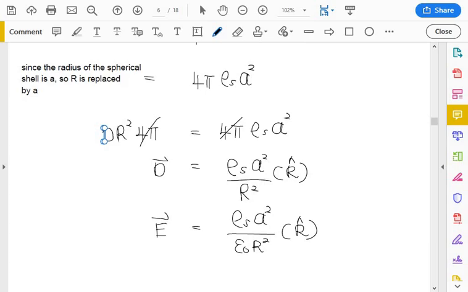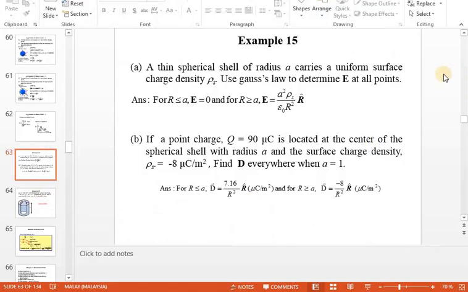Now I will move on to the next question, question B. This question B is like an extension of question A. You can try to read it. If a point charge, like what I mentioned just now, is located at the center of the spherical shell with radius A, we have the spherical shell just now, but I insert one more point charge here at the center. Given that the rho s of the surface of the spherical shell is negative 8 microcoulomb per meter square, find the electric field when A is equal to 1.